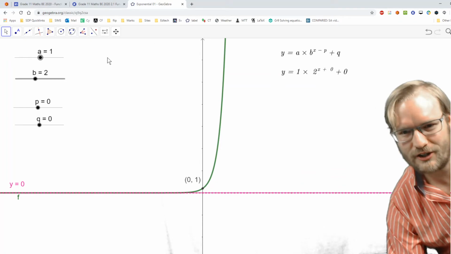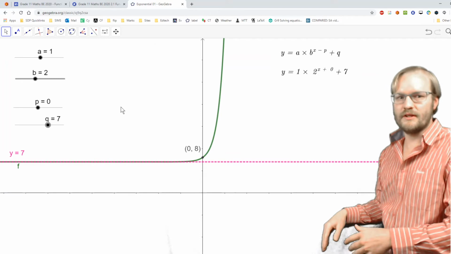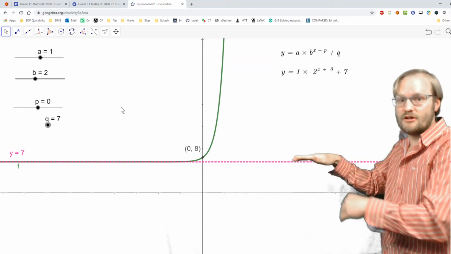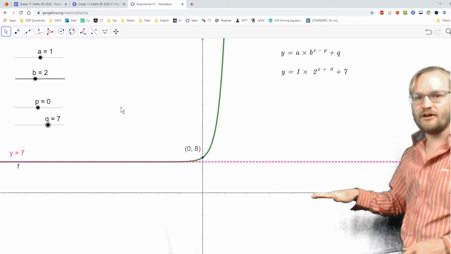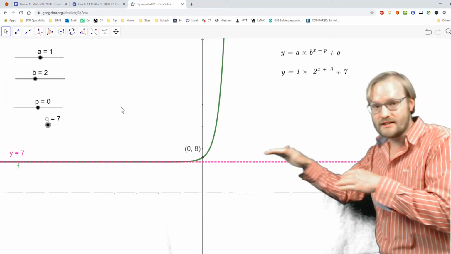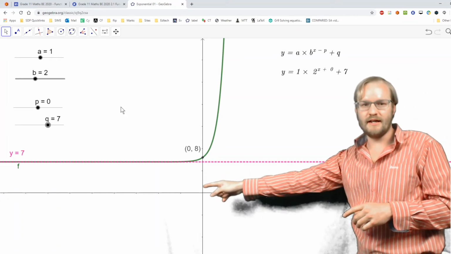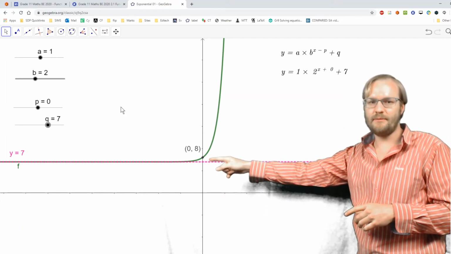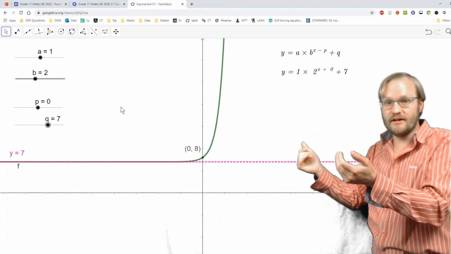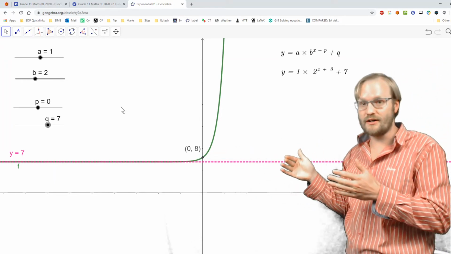So let's add in a q and say we made our q value 7. Then the entire function is just moved up by 7. Our asymptote was sitting down here at 0, now it's gone up to 7. There it is, y equals 7. Our y-intercept was at 0, 1, so it's gone up by 7, it's now sitting at 8. So everything just moved up by 7. If we're sketching this function, draw that asymptote first. It's the first thing to do, just like with our hyperbola.